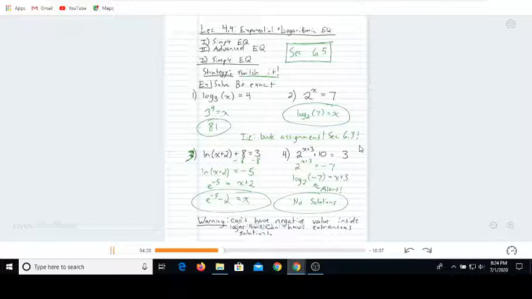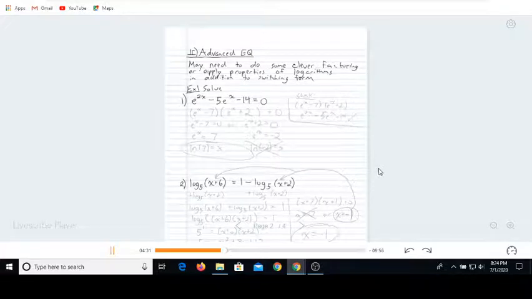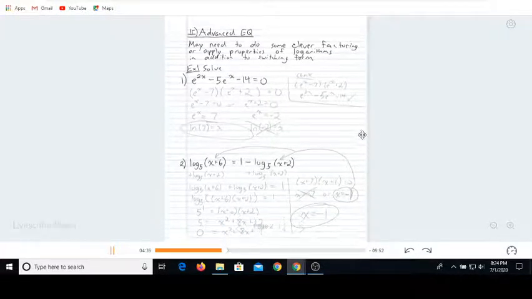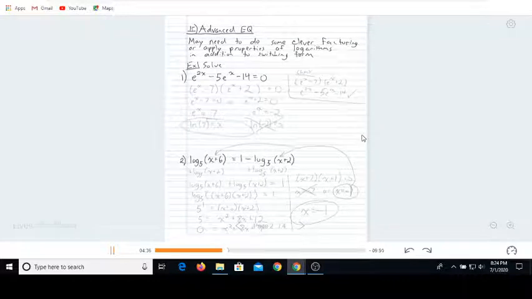Alright, so let's look at the more advanced equations. The idea with the advanced equations is we still have the same strategy. If we see an exponential, we want to change it to a logarithm. If we see a logarithm, we want to change it to an exponential. The difference is we might have to do some clever factoring, or we might have to apply those properties of logarithms. So let's look at this example.